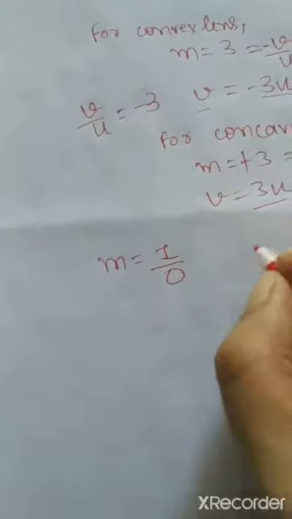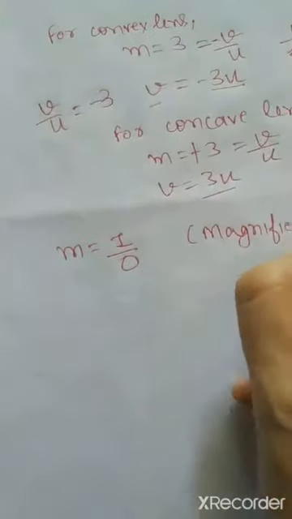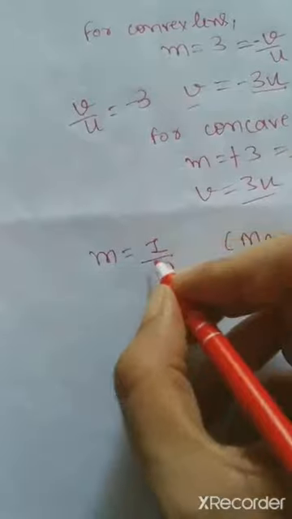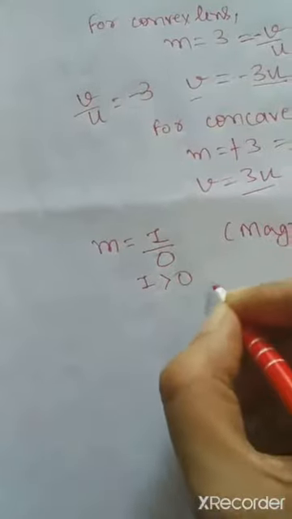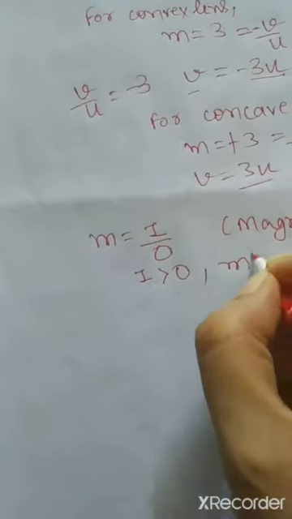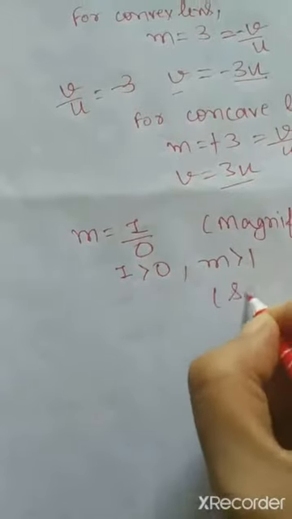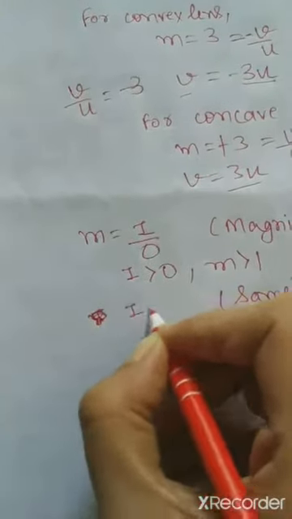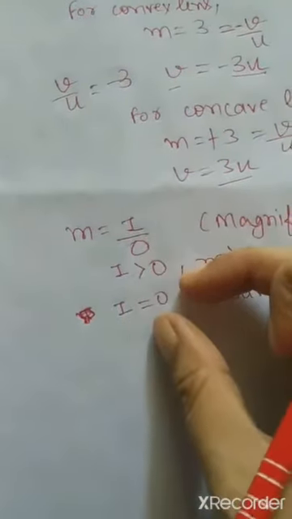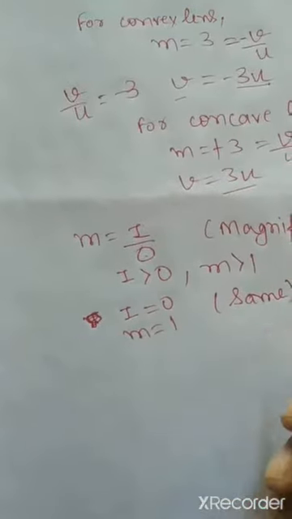In the magnified case only, when the image formed is magnified, the size of the image is more than the size of the object. That means I will become greater than O. So in that case the m value will become greater than 1. Now when the image size is the same as that of the object, image length and object length are the same, so the m value will become equal to 1.